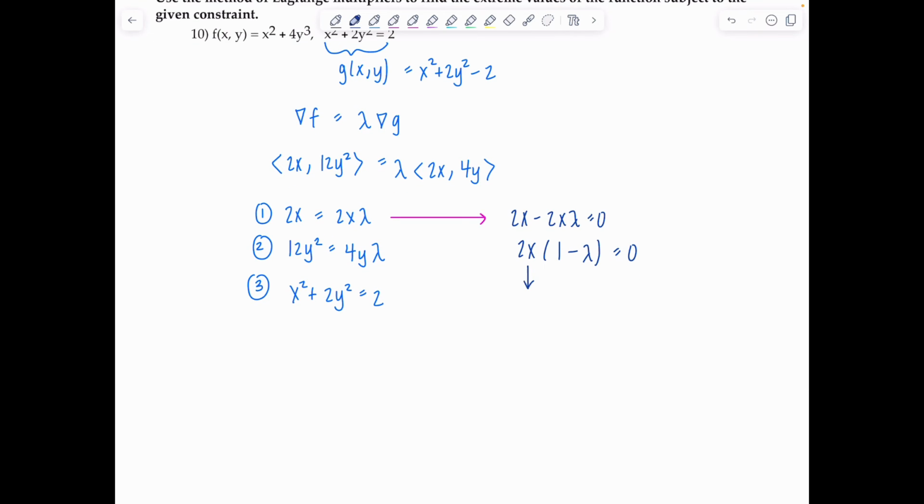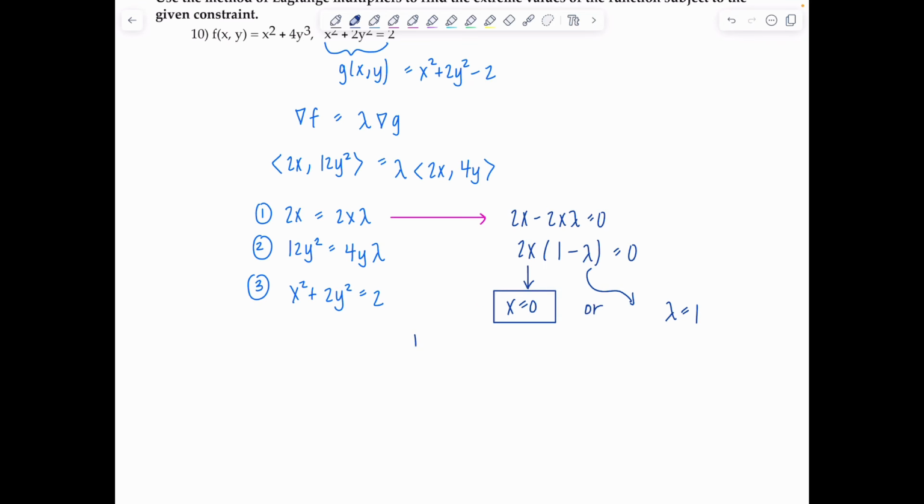So this results in either x equaling 0 or lambda is 1. Perfect. If x is 0, we're going to go straight to equation 3, and then I can solve for y.